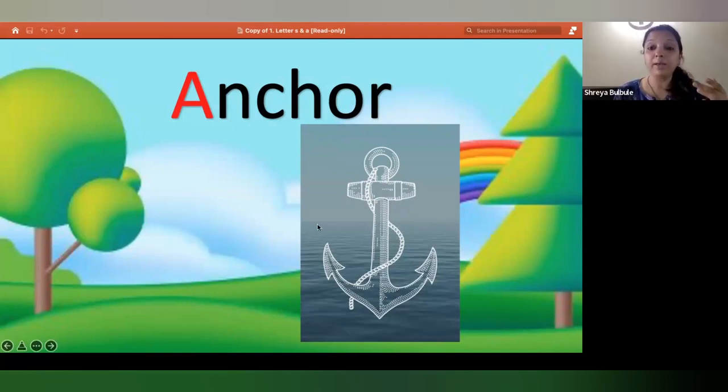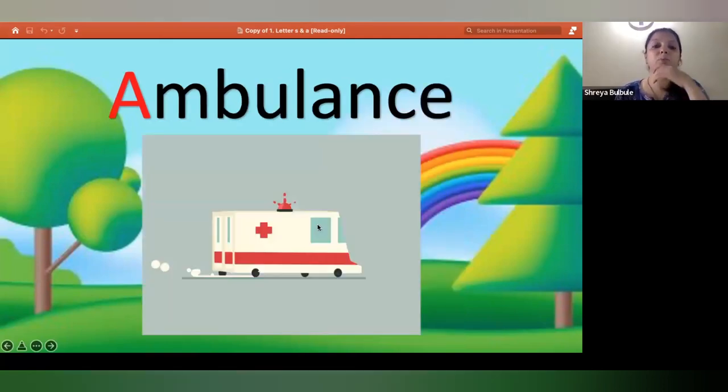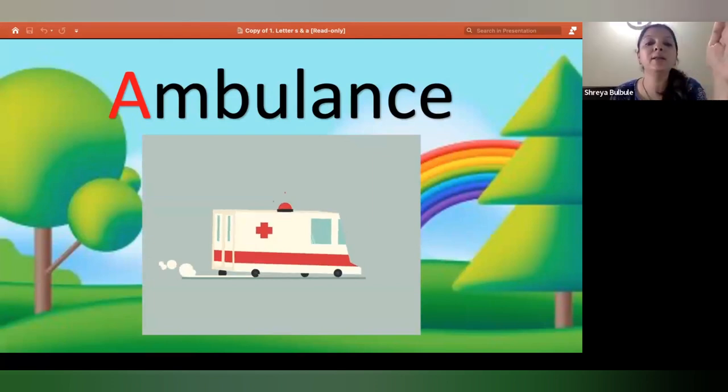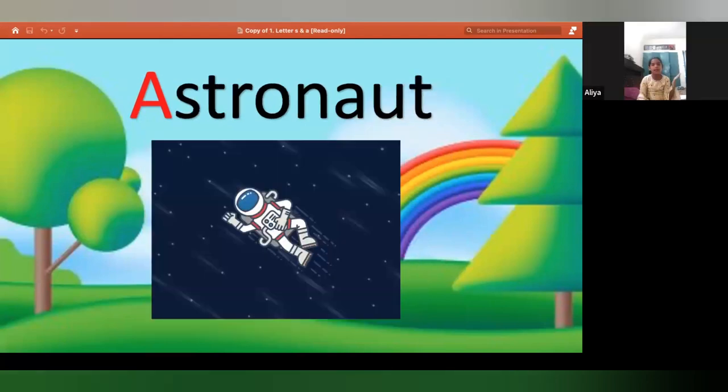Next. What is this? Do you remember? We see them on the road. Yes, ambulance. Where's the A sound? It's in the beginning. What is this? Astronaut. It's an astronaut.